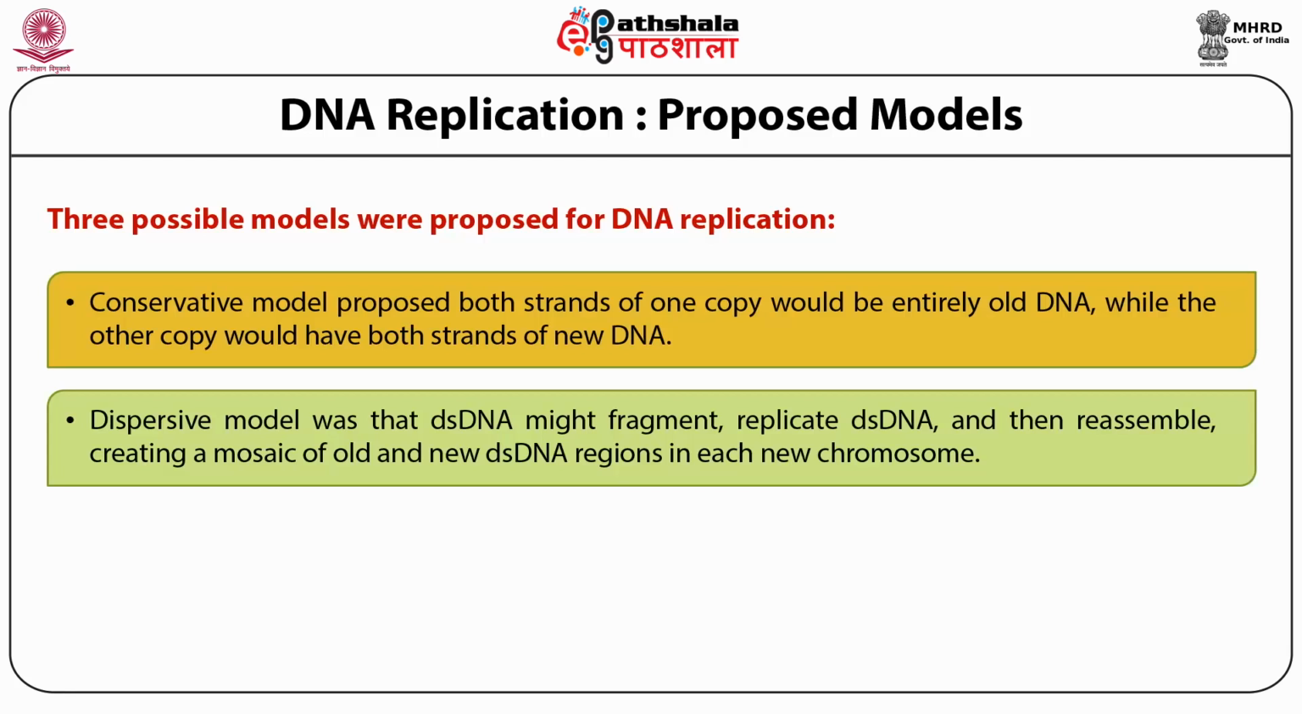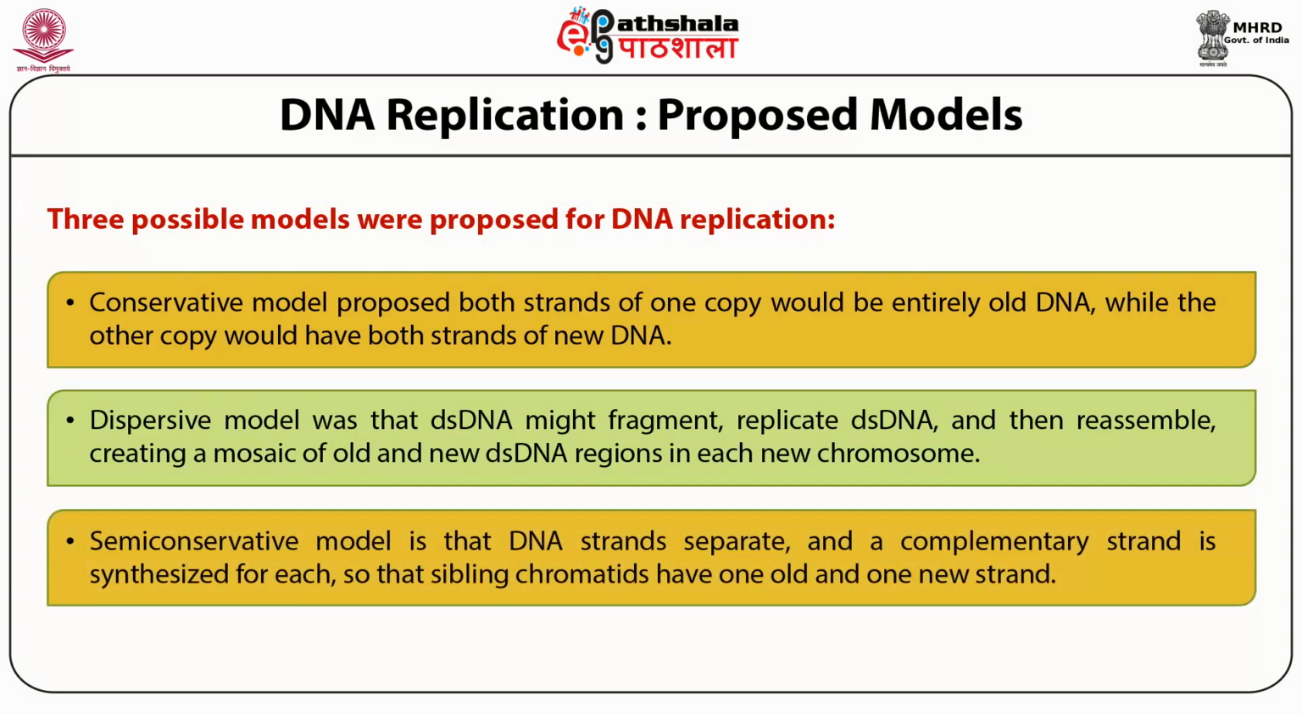The third model which was proposed was the semi-conservative model. What is the semi-conservative model? Here, the DNA strands separate, and a complementary strand is synthesized for each of them. At the end of the replication, one of the parent strands pairs with the daughter strand. So the two new DNA molecules which are formed have one part from the parent and one part from the daughter.